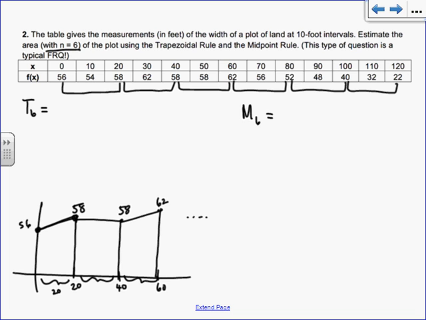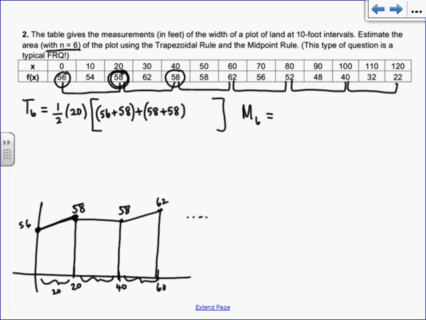Okay, so our formula says that we would have the 1/2, and then we would have 20 for all of them. And then for that first trapezoid, we'd have B1 plus B2. Well, that would be the 56 and the 58, right? And then the second trapezoid, we're going to have B1 plus B2, right? Meaning B1 and B2. All right, and then the next trapezoid, I'm going to definitely need more room, is going to be B1 plus B2.